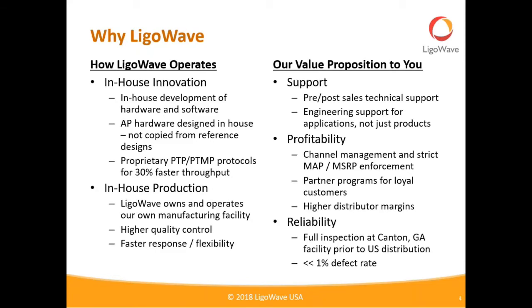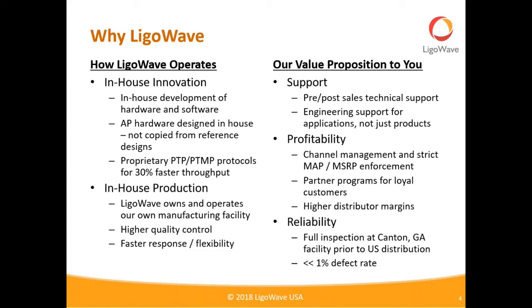So why LigoWave? How we operate is a little bit different than some other companies in this space. We do both in-house innovation and in-house production. So we develop our own hardware and software. The AP hardware is designed in-house. We're not copying APs from reference designs from other manufacturers. We also use a proprietary point-to-point and point-to-multipoint protocol for 30% faster throughput. And if you sign up for next week's webinar on the DLB 515AC, I'm going to talk quite a bit about our proprietary protocols that we use for doing higher speed point-to-point and point-to-multipoint.